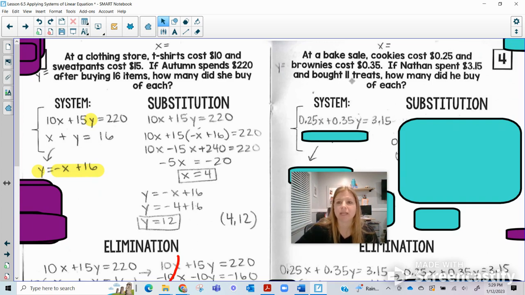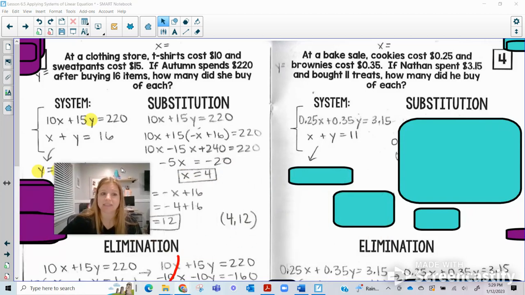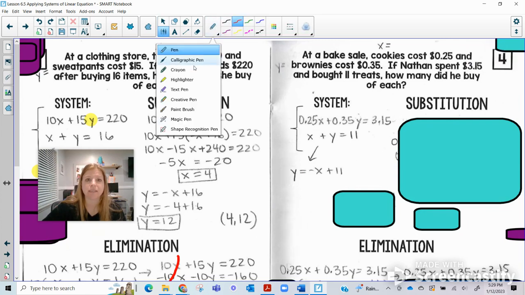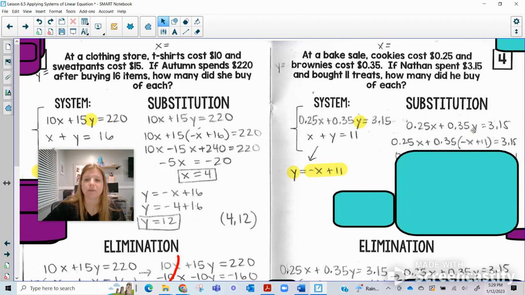If he bought a total of 11 treats, that means the amount of x cookies plus the amount of y brownies equals 11. You're going to see the way this gets solved is basically the same as it got solved in the previous problem for substitution. First, I'm going to set the second equation to y equals. I could have done x equals. I promise you I'll get the same final answer. This now means if I get y by itself, that wherever I see y in the other equation, I'm going to be able to substitute in negative x plus 11. So now in that first equation, where I see the y, I would replace that with negative x plus 11.